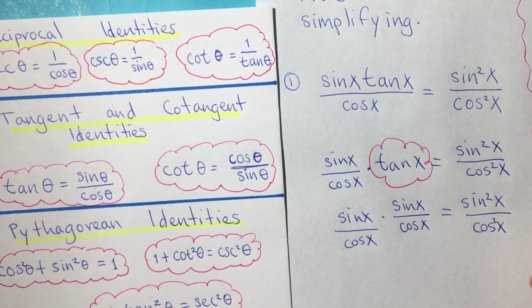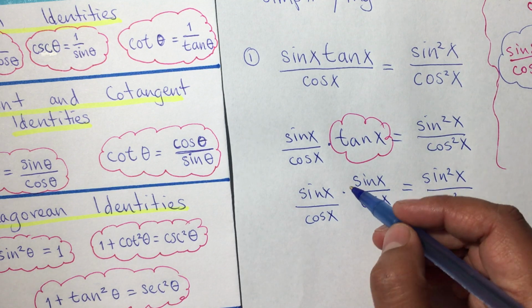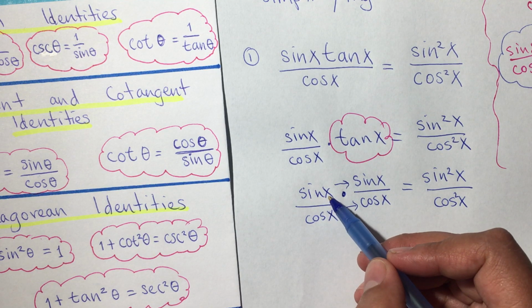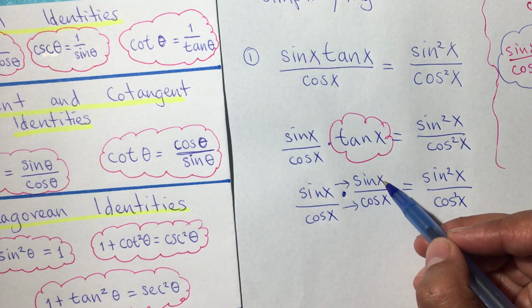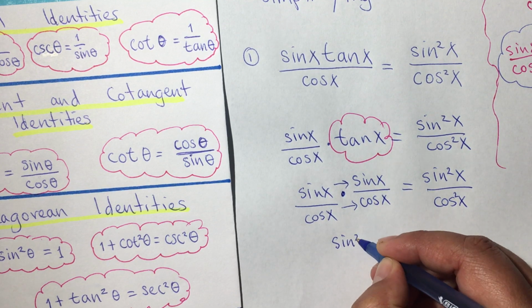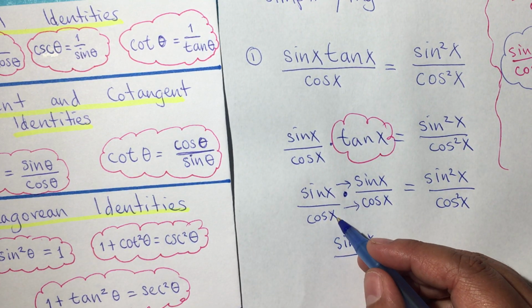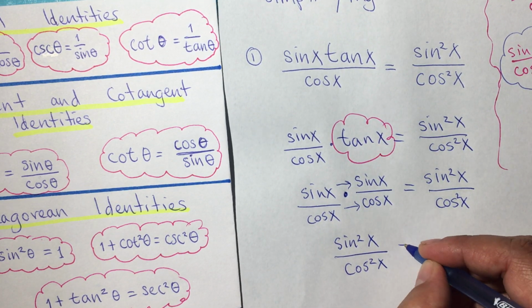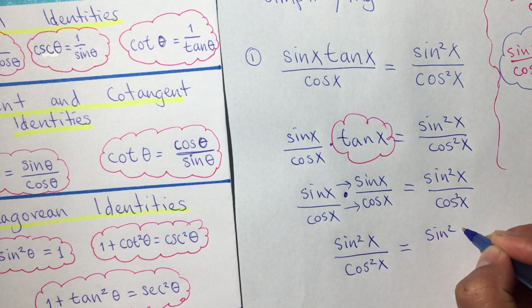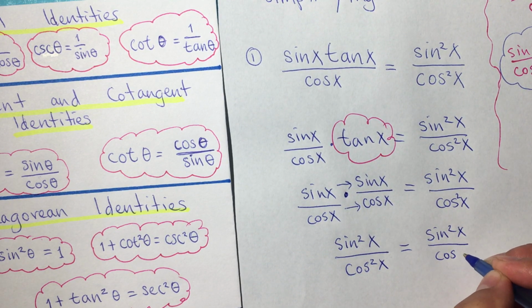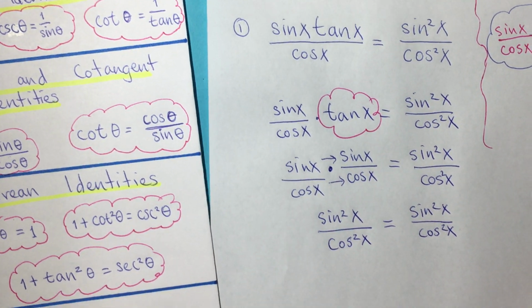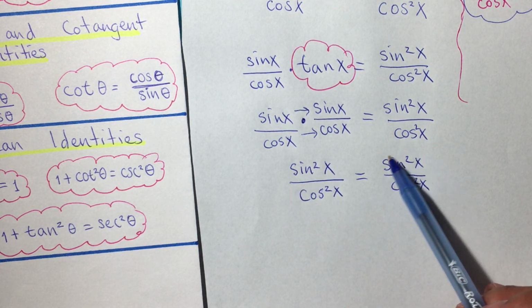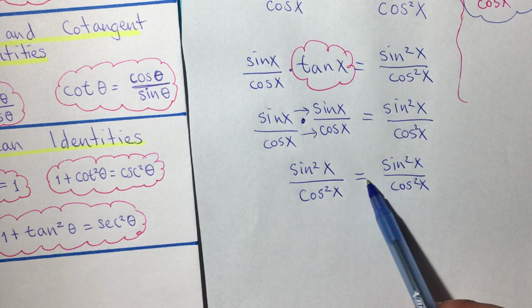Okay. And the other thing that we learned in fractions is that when you have a multiplication, we just multiply across. So sine of x times sine of x will be sine square of x, divided by cosine of x times cosine of x, which is cosine square of x, which equals sine square of x divided by cosine square of x. And as you can see, this proves that they are true because you have exactly the same on both the left and the right of the equal sign.